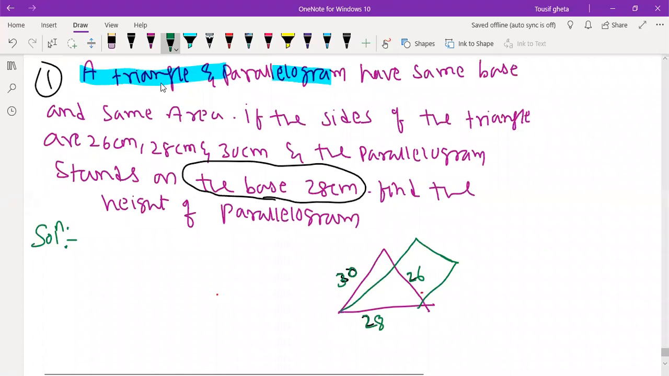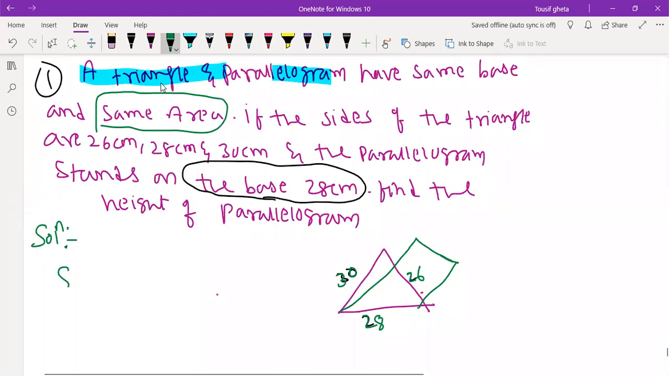Now we should find the height of the parallelogram, right? So what they gave, triangle and parallelogram, they have the same base and same area. This is the useful word. If you find out the area of the triangle, which is nothing but the area of the parallelogram. Okay, so let us first find out the area of the triangle.